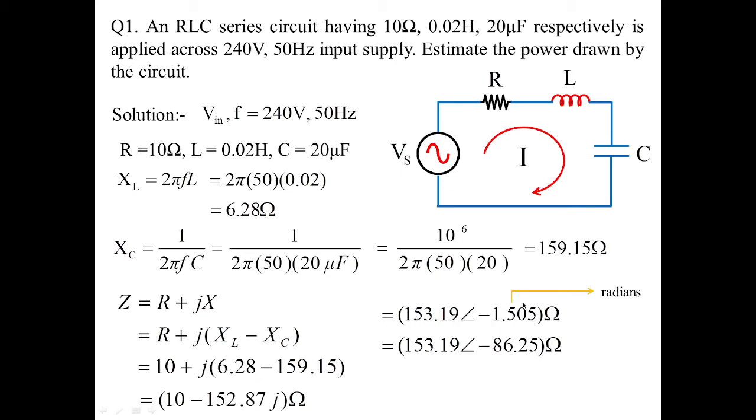What is the difference? The first value is in radians, the second value is in degrees. So it depends upon how you are using your calculator. Just make sure your calculator is running in degree mode, and then you substitute the values and get the answer in degrees. In radian mode, you are going to get the other value. Since we are dealing with the power factor, we require the answer in degrees. That's why we are considering degrees. The mathematical formula to convert radians into degrees is: degrees equals radians into 180 by pi, where pi is 3.14. Just substitute the value and you will get the values in degrees. You can cross check this from your calculator.